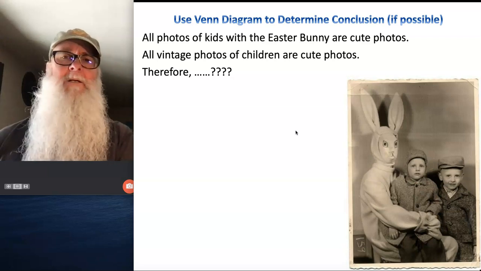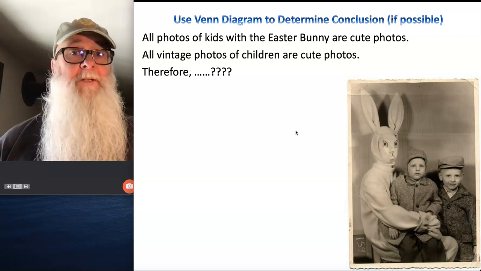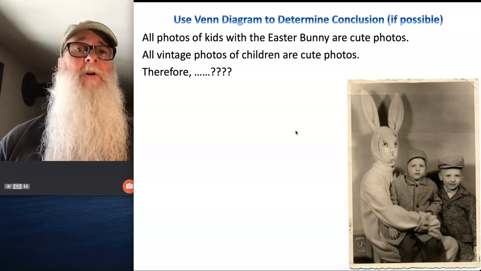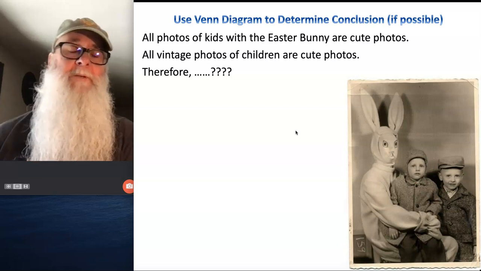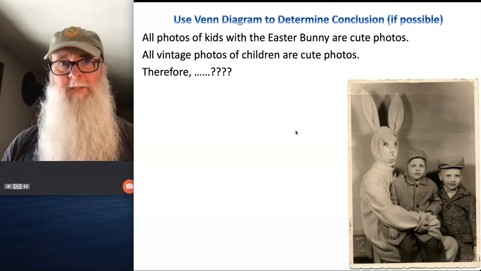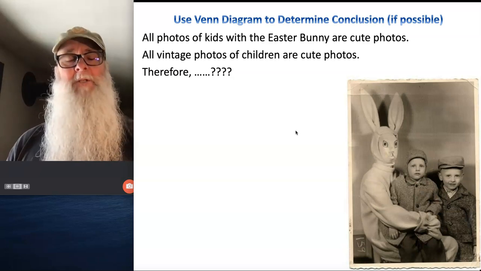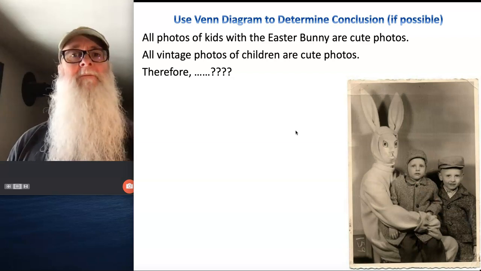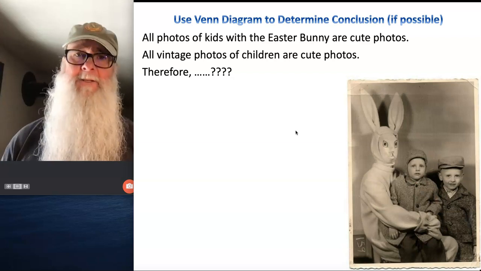Here are our premises. All photos of kids with the Easter Bunny are cute photos. All vintage photos of children are cute photos. What I want you to do is pause your video. I want you to use the strategy I just laid out for you and determine whether or not any conclusion follows from these two premises. And when you're ready to check your work, go ahead and restart your video.